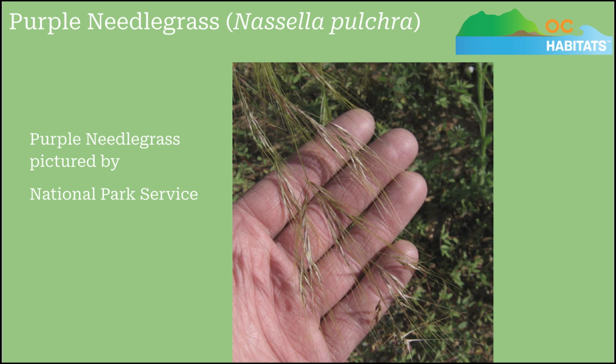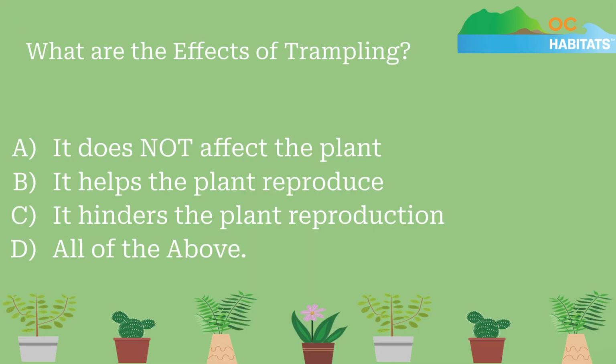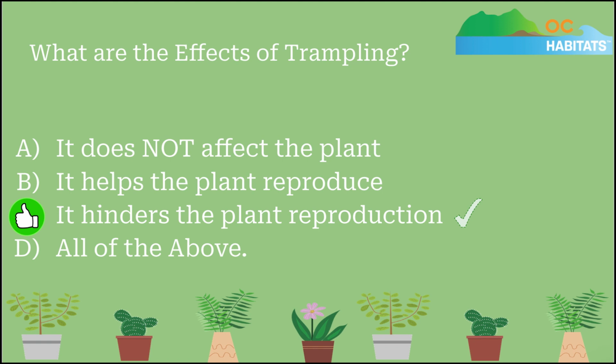As previously mentioned, these deep root systems are an adaptation for the plants to combat the harsh California drought. This allows the plant to reach moisture deep in the ground and gives it the ability to withstand these high, hot, dry temperatures. What are the effects of trampling? That's right, it hinders plant reproduction.